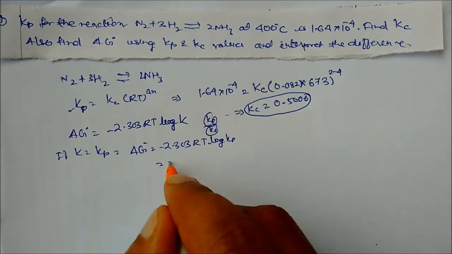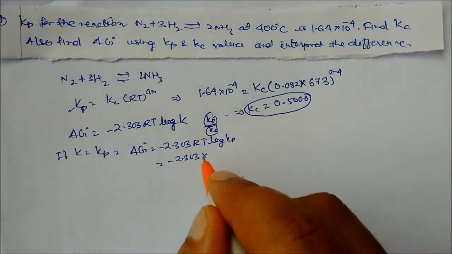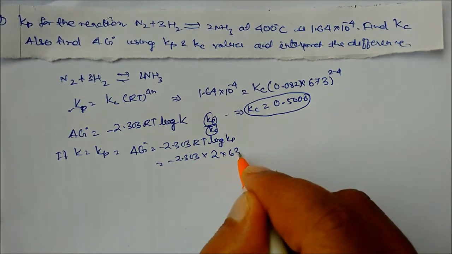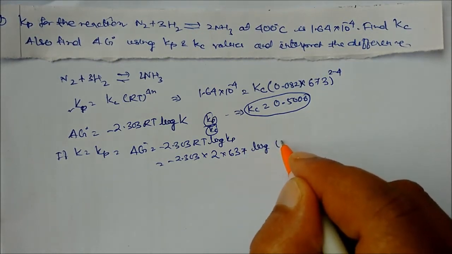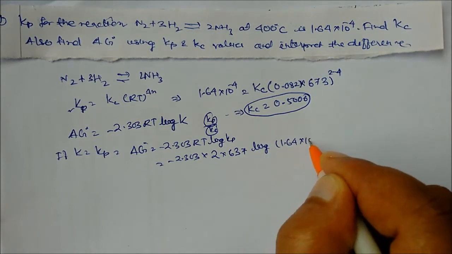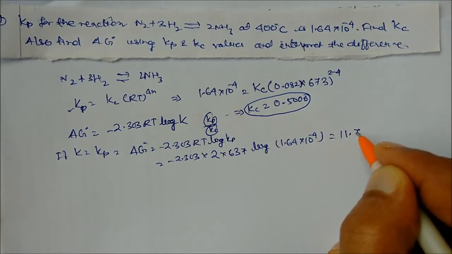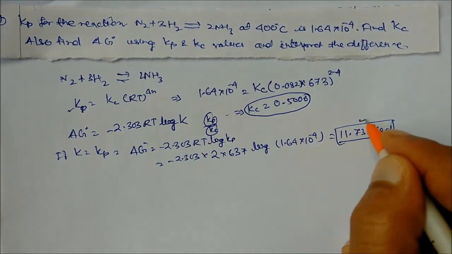So here we can put the value minus 2.303, and R you can take in calories, the temperature will be 673, and log Kp will be 1.64 × 10^-4. On solving we will get 11.733 kilocalorie. So this is our second answer.